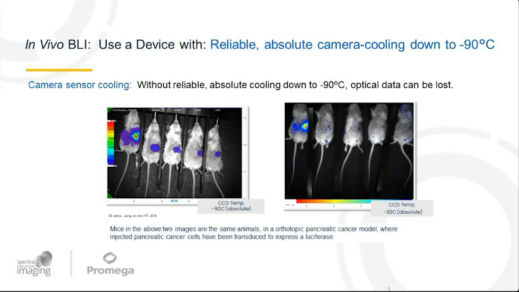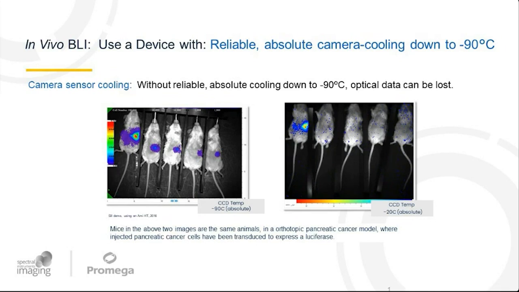And let's briefly look at the significance of being reliably at minus 90 absolute for your sensor when you're imaging. This is an orthotopic pancreatic cancer model where mice were variably challenged with up to 100,000 cells on the left, 10,000 cells in the middle, mouse 2 and 3, and 1,000 cells in the mice to the right, 4 and 5. And what you can see is that there's a nice correlation between number of luciferase-expressing cells and signal intensity.